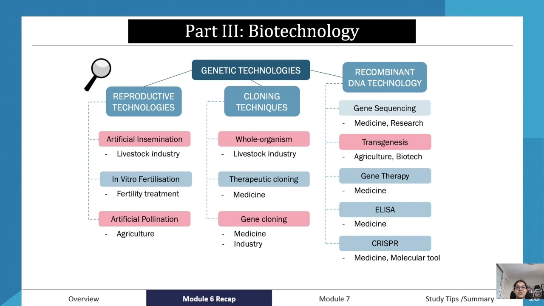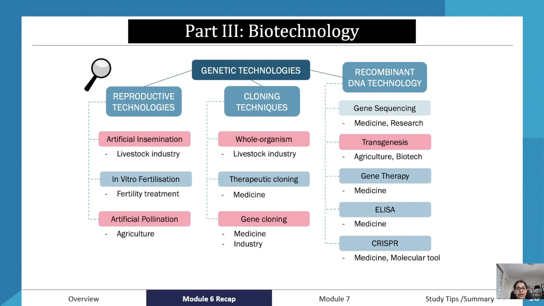I think by now we would all know Dolly the sheep. So Dolly the sheep is an example of whole organism cloning. There are many others out there now. Another one is Injaz the camel, a camel in the Middle East that was cloned. We also have therapeutic cloning, which is happening in medicine, again a field that is still being researched and explored. Finally, we've got gene cloning, which is happening in both medicine and industry.